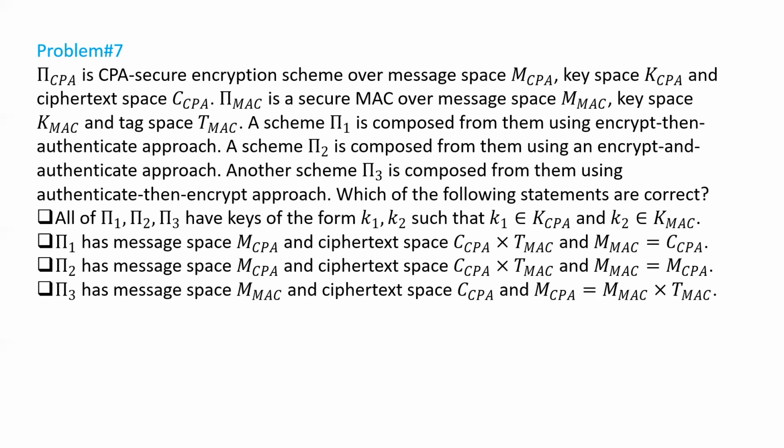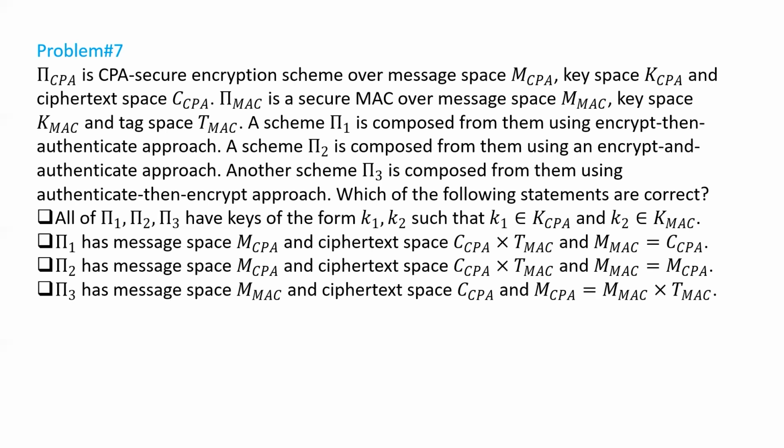So here basically just follow that. So all the 3 schemes of course have 2 keys. One is the CPA key for the encryption scheme and the other is the key for the MAC. And two keys K1, K2, one comes from the key space of the CPA scheme and another key comes from the key space of the MAC scheme. That is okay. So first option is correct.